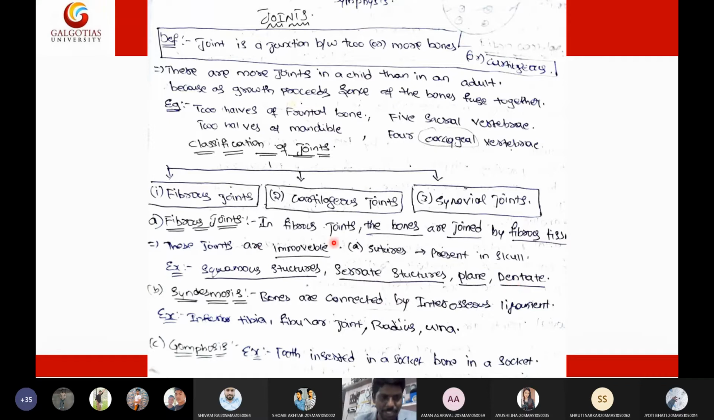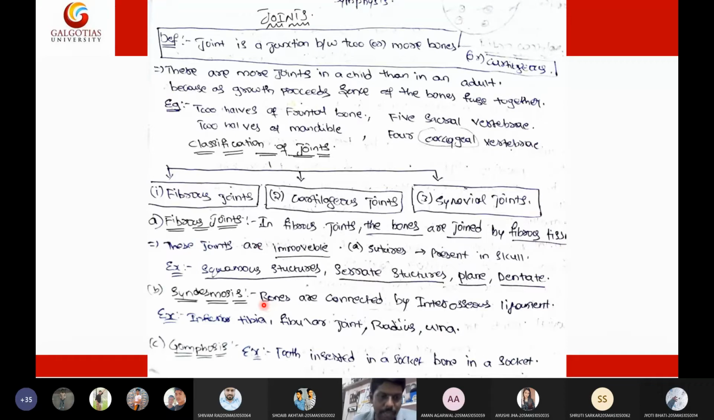Anyway, so sutures is example one. Then the second one is syndesmosis. Syndesmosis means this is the fibrous material present in between two ligaments or two bones. Okay, so bones are connected by interosseous ligament. So the inferior tibiofibular joint and radius-ulna are connected by these syndesmosis joints.